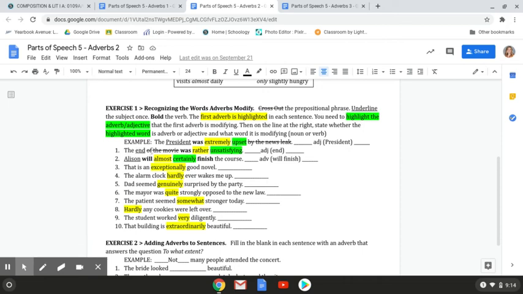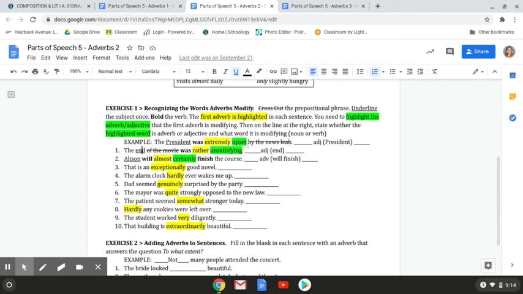So for example, we crossed out of the movie. End is my subject. Was is my verb. Rather is the first descriptive word. Rather what? Unsatisfying we highlighted in green. Okay, rather is modifying unsatisfying. What was unsatisfying? Was or the end? The end was unsatisfying. So unsatisfying is modifying a noun, end.